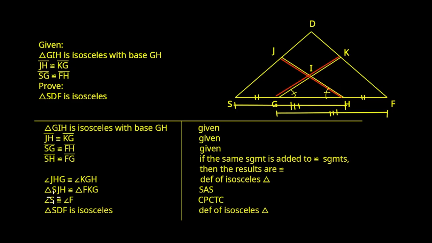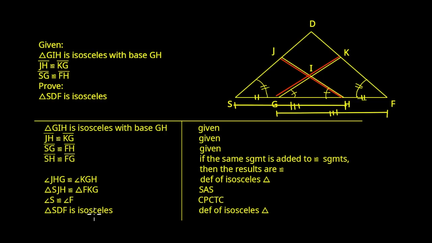Then triangle SJH is congruent to triangle FKJ, SAS. Triangle SJH is congruent to triangle FKJ, side, angle, side. From there, angle S is congruent to angle F, CPCTC, corresponding parts of congruent triangles are congruent. So angle S is congruent to angle F, CPCTC.